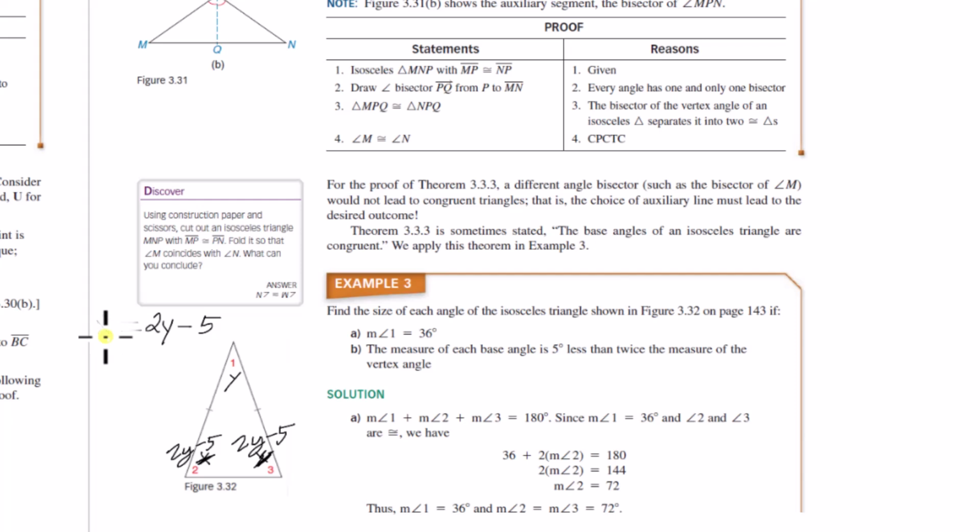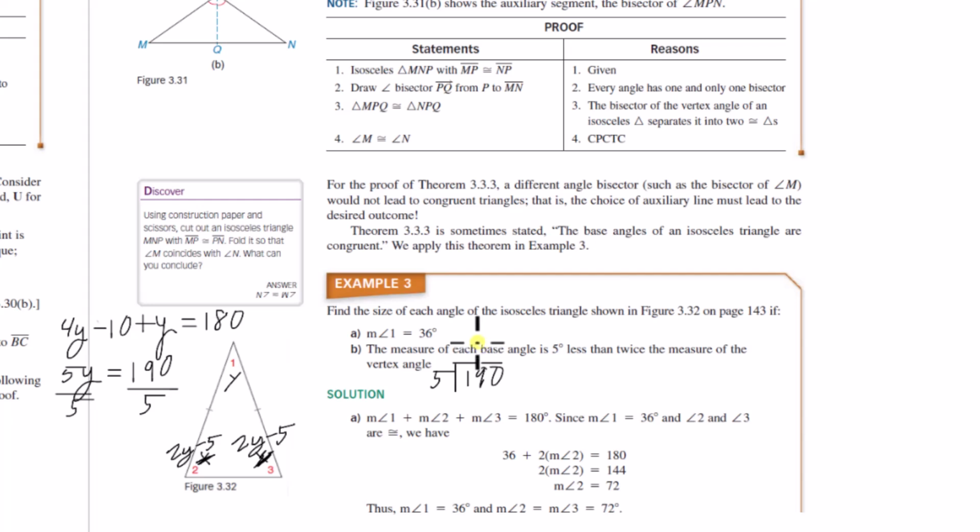So, okay, we can replace x with 2y minus 5. And now we can sum the angles to 180. So what is 2y minus 5 plus 2y minus 5? That's going to be 4y minus 10, plus y is equal to 180. Okay, so 5y is equal to 190. Divide both sides by 5. So we've got, let's see, 190 divided by 5. It's 38 degrees. So y is equal to 38 degrees.